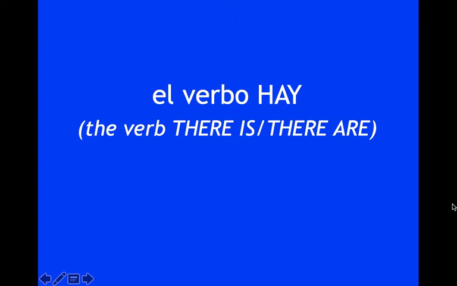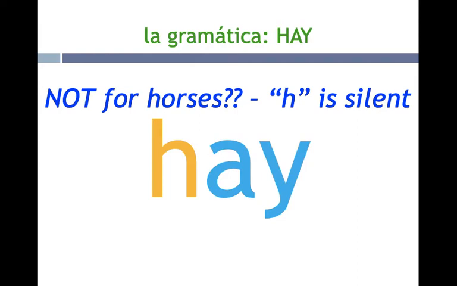Topic: la gramática útil 3, el verbo hay. The verb hay, which means there is or there are. Hay. Primero, it is not hey. It's not hey for horses. The H is silent. So repitan, por favor.